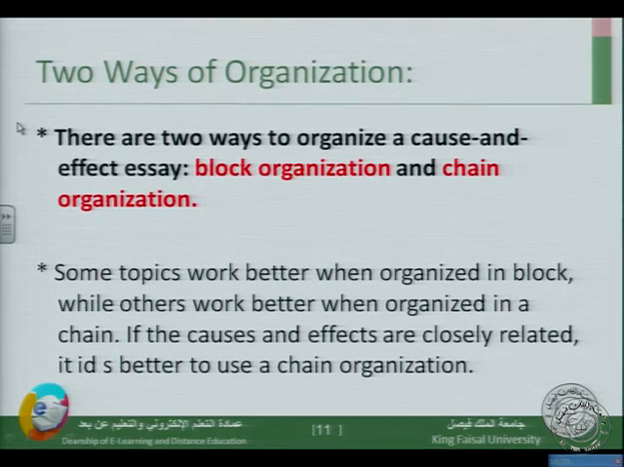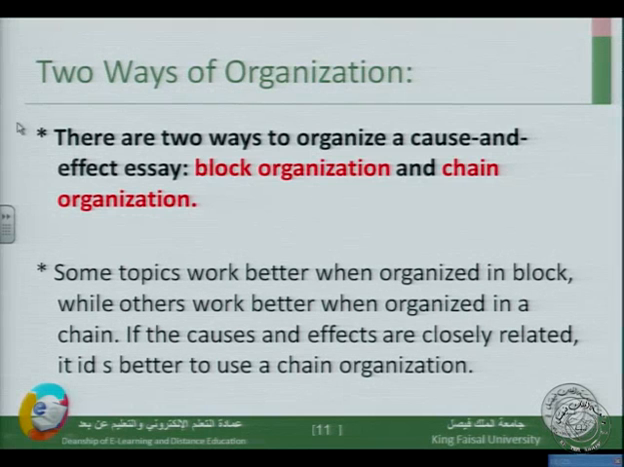Two ways of organization. After we have defined what a cause and effect essay means, we're going now to talk about the organization of a cause and effect essay. As you can see here, there are two ways to organize a cause and effect essay. The first one is called block organization, and the second is called chain organization. Some topics work better when organized in a block, while others work better when organized in a chain. If the causes and effects are closely related, it would be better to use a chain organization. We will now talk in depth about each kind of organization.